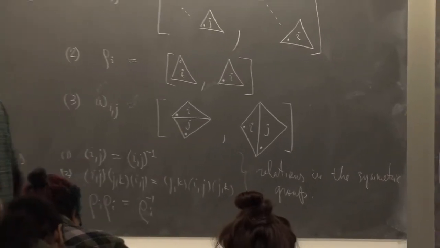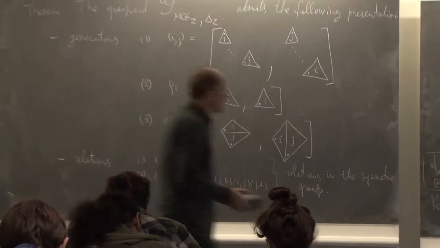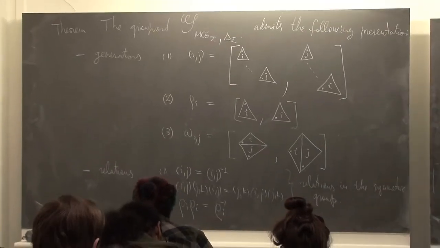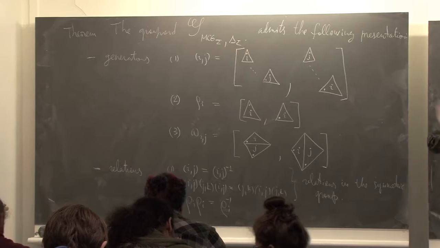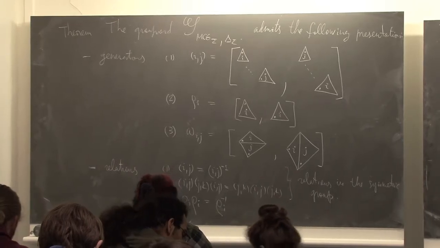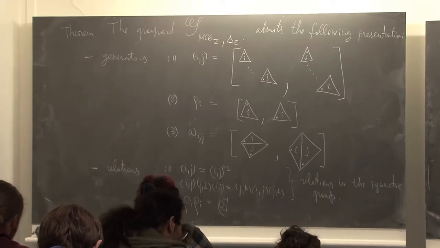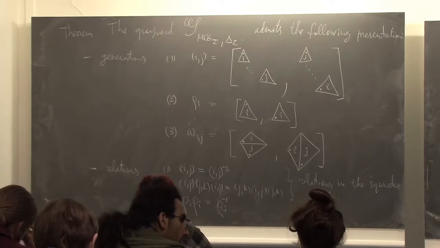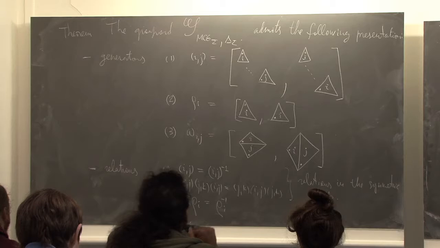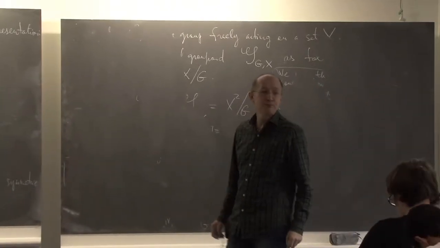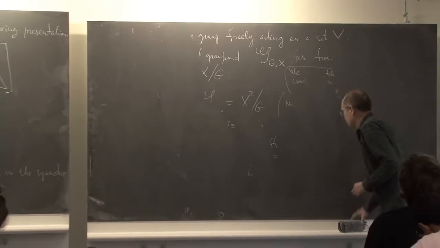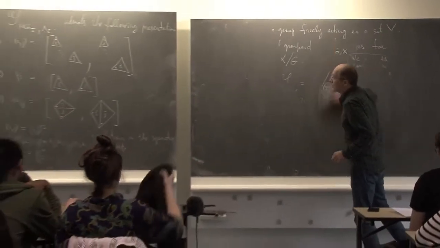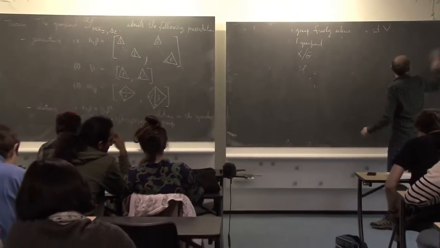Fourth type of relation concerns omega. So maybe we postpone this for after the break. Okay. We continue the list.